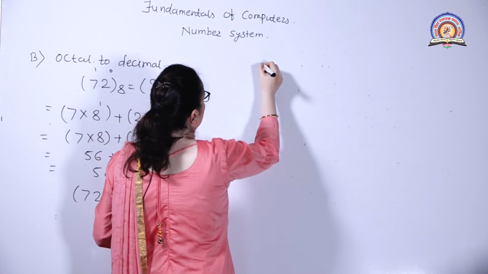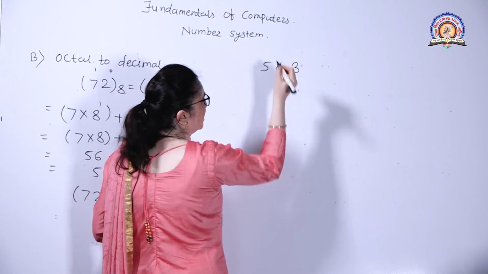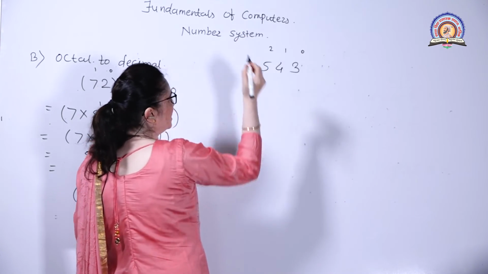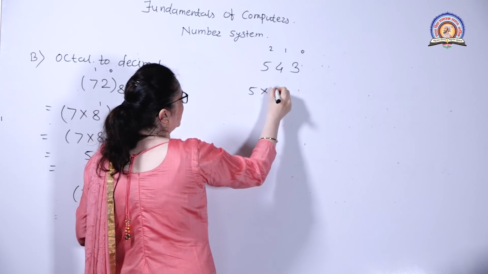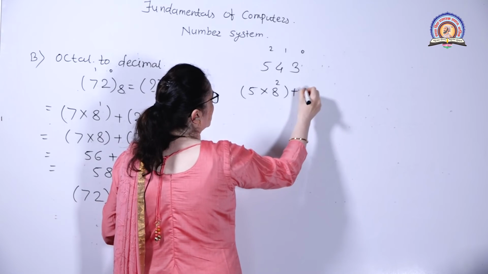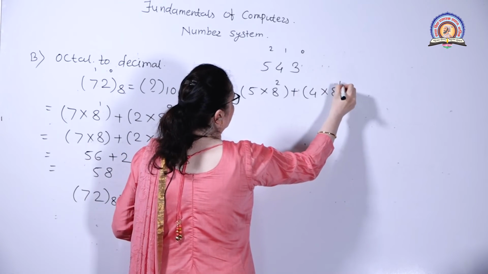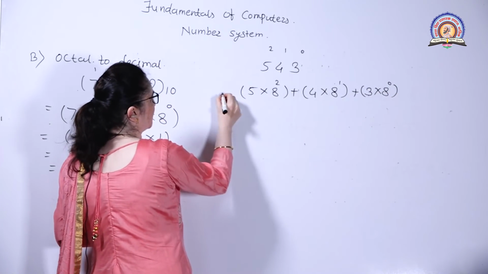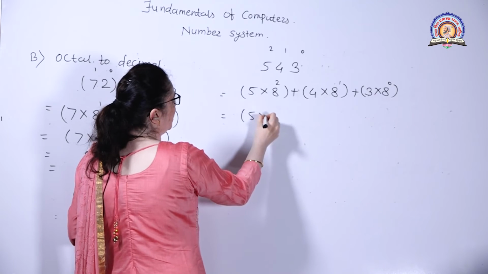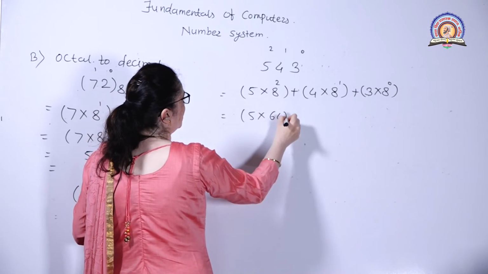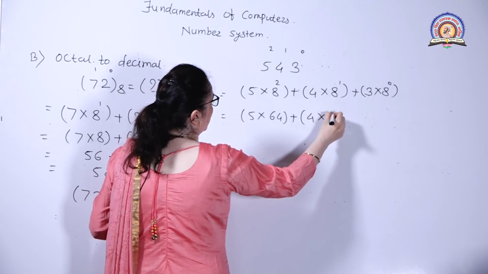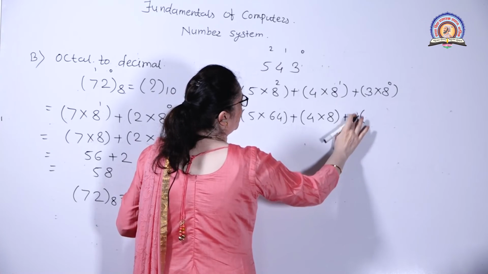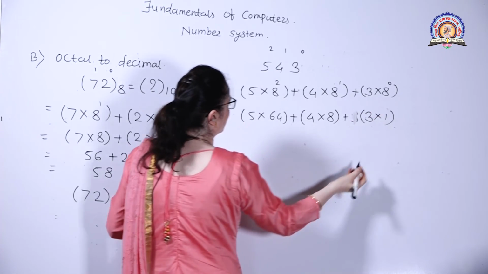Now one more example, 5, 4, 3. Write down the powers: 0th power, first power and second power. 5 multiplied by 8 raised to 2, plus 4 multiplied by 8 raised to 1, plus 3 multiplied by 8 raised to 0. Now it is 5 into 8 square, which is 64, plus 4 into 8 raised to 1, which is 8, plus 3 into 8 raised to 0, which is 1.